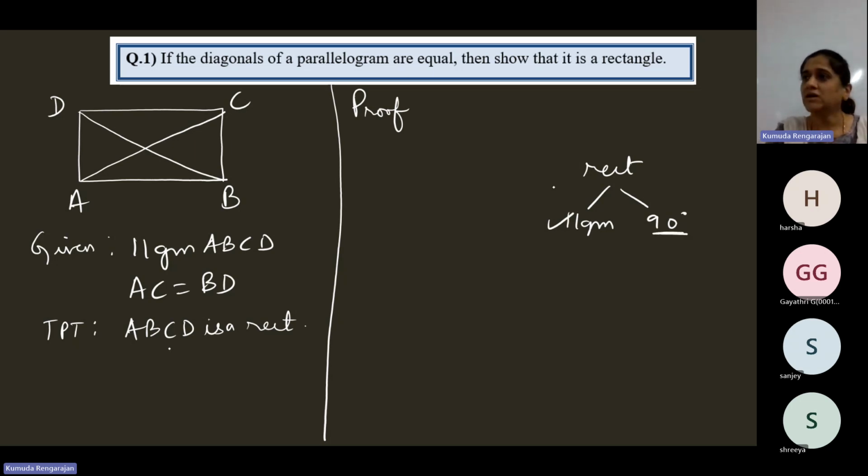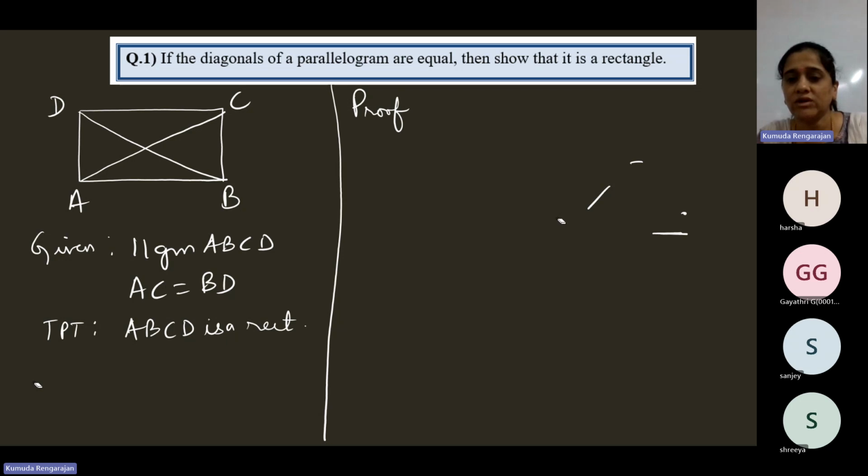So in this figure, you need to show that angle A is 90 degrees, or angle B is 90 degrees, or angle C is 90 degrees, or angle D is 90 degrees. You need to prove one of these four angles is 90 degrees. Then by the definition, ABCD is a parallelogram in which one angle is a right angle. Therefore, it is a rectangle. Right?